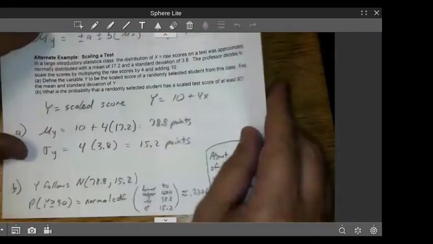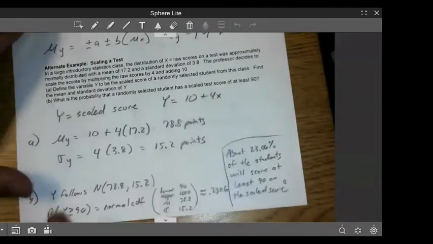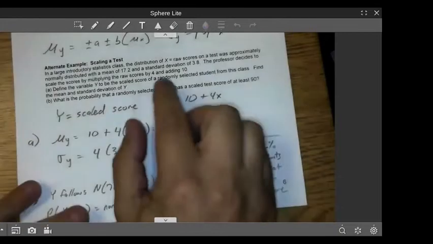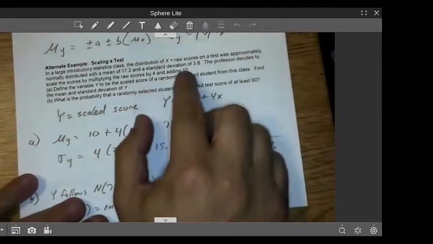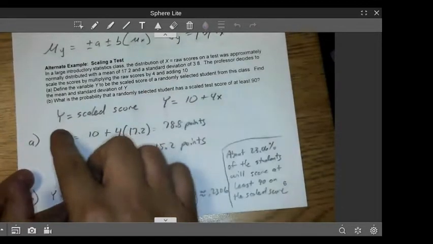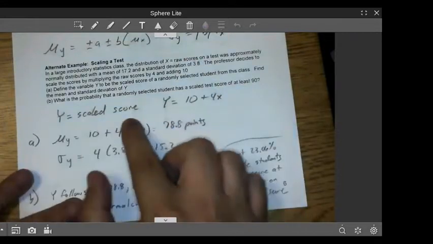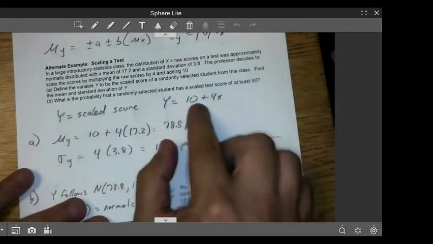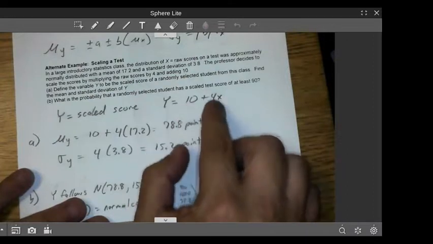So next example. In a large introductory statistics class, the distribution says x equals the raw scores on the test, approximately normal with a mean of 17.2 and a standard deviation of 3.8. The professor decides to scale the scores by multiplying the raw by 4 and adding 10. So we have x was the raw score, now we have y as the scaled score, and this is our linear transformation. Added by 10, multiplied by 4.